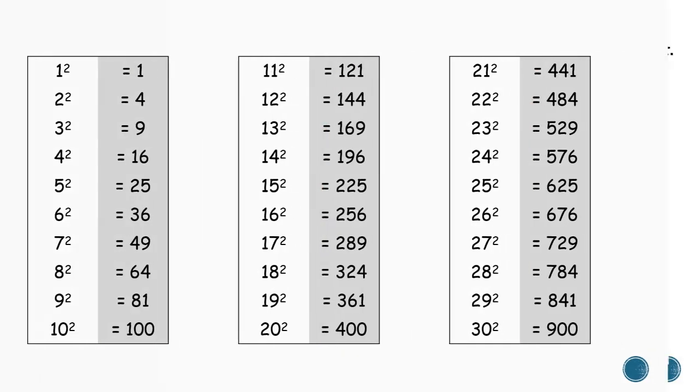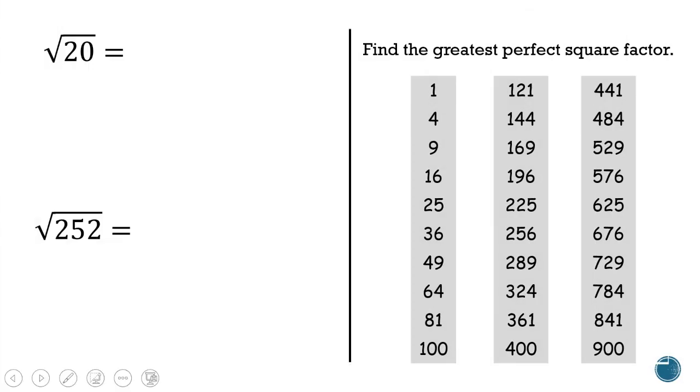So let's go to the first one. Let's answer the square root of 20. Like I said earlier, we need to find the greatest perfect square factor of 20. So we have the list here. The first column is usually the numbers that we will use. Sometimes we use one of the numbers in the second, sometimes the third. So guess what? What's the greatest perfect square factor of 20?